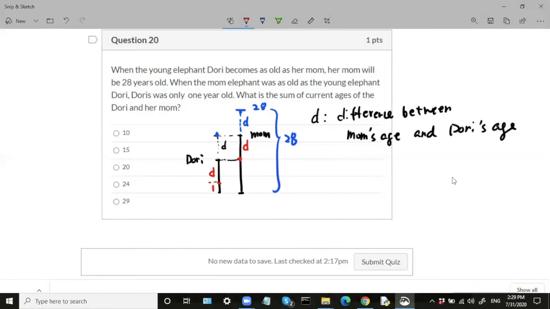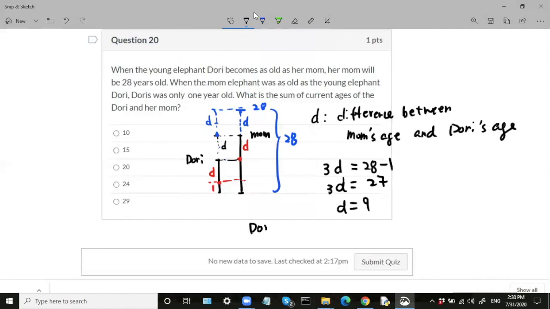So let's draw a line here and a line here. So that's D too. You can see 1, 2, 3 D's, so 3D plus 1 equals 28. Subtract 1, so 3D, the difference between mom's age and Dory's age, equals 28 minus 1. So 3D equals 27, so D equals 9.